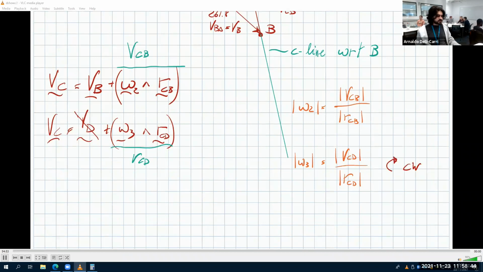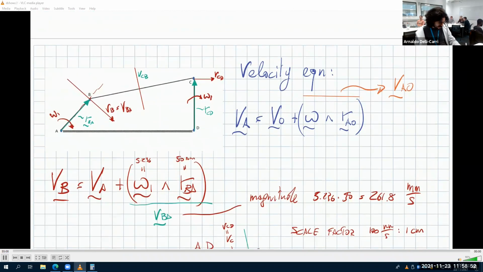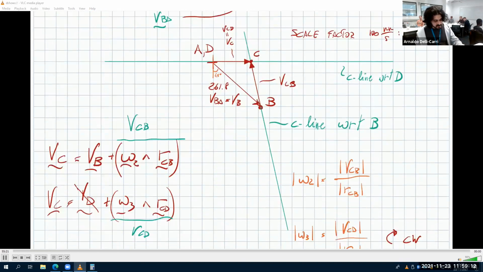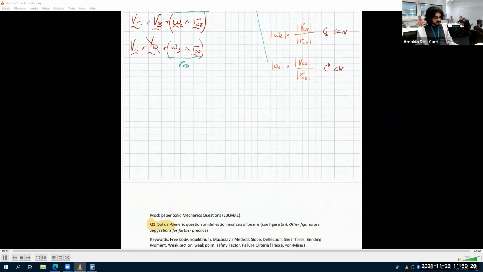And what about omega-2? Well, VCB is this. So VC with respect to B, if B was fixed, VC would be going in this direction. So which direction is omega-2? Counterclockwise. Okay, you agree? It must be going in this direction, so this is counterclockwise. And so we have complete information now.